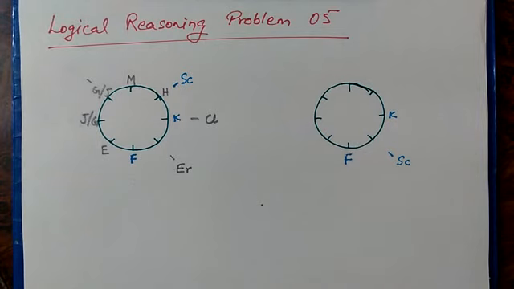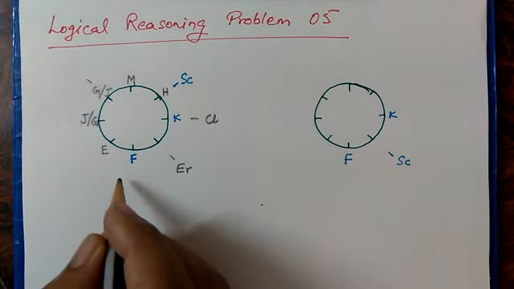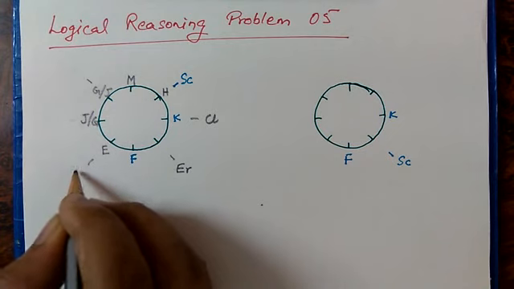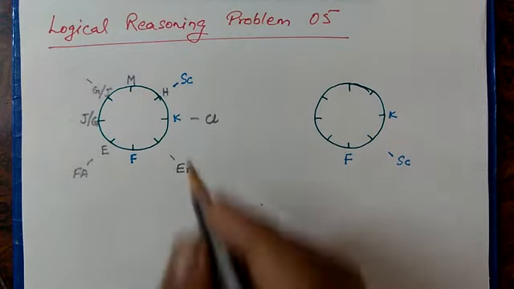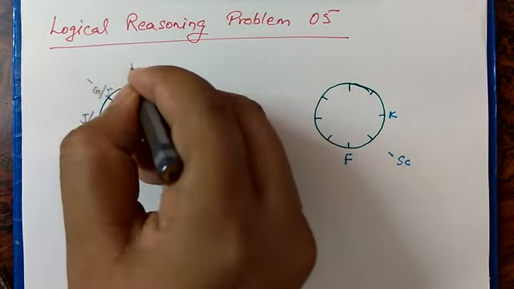The financial analyst is to the immediate left of F. So this is the financial analyst, immediate left of F. The lawyer is second to the right of the columnist. Second to the right of the columnist, this is the lawyer.